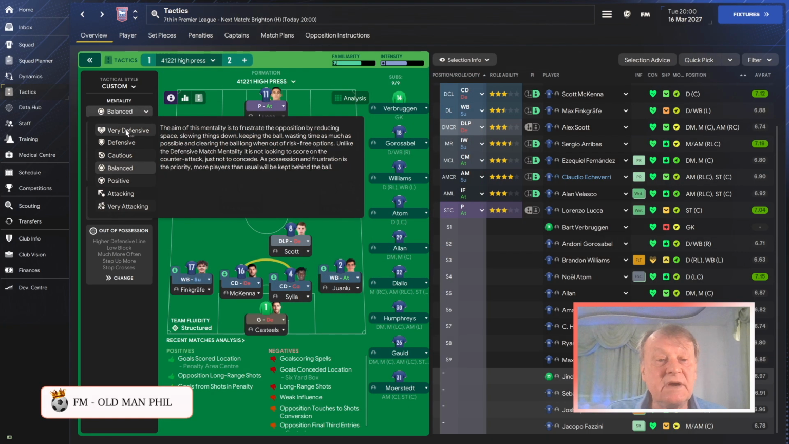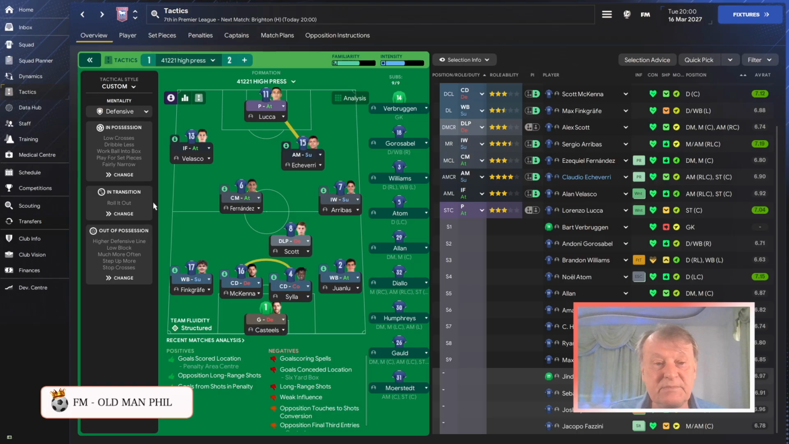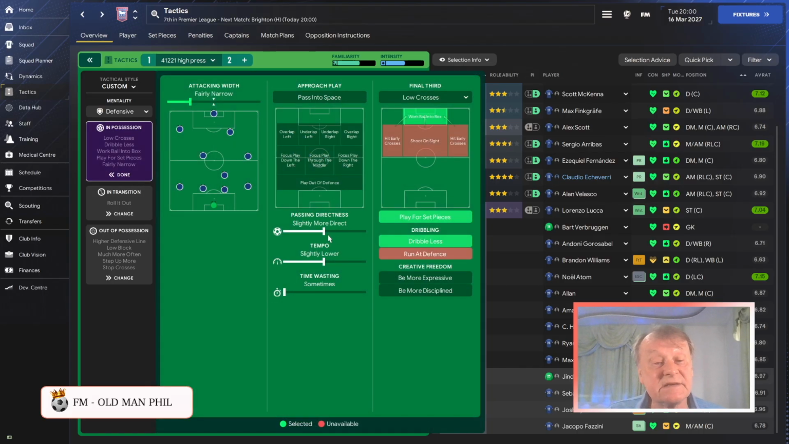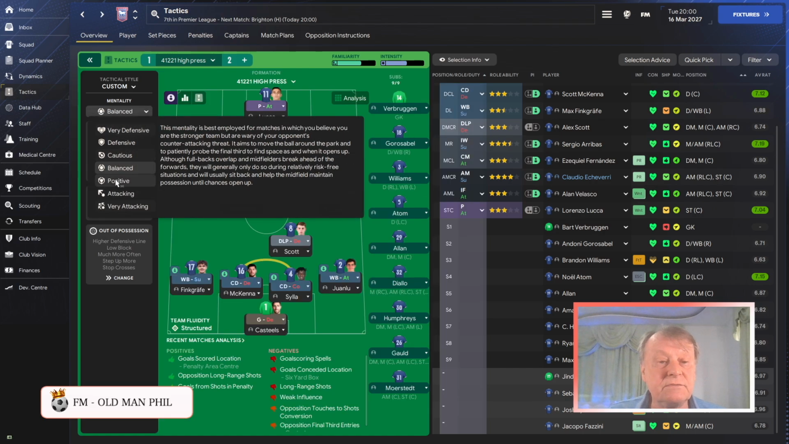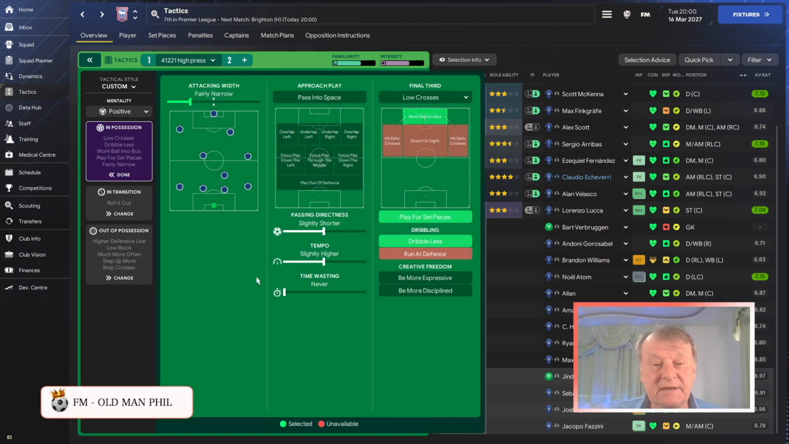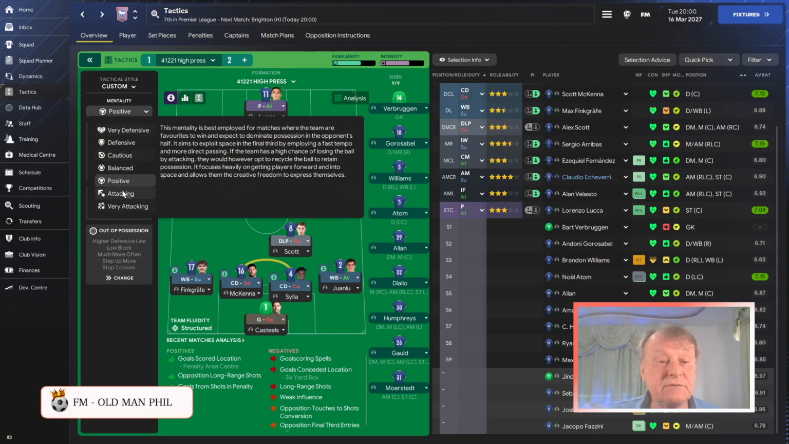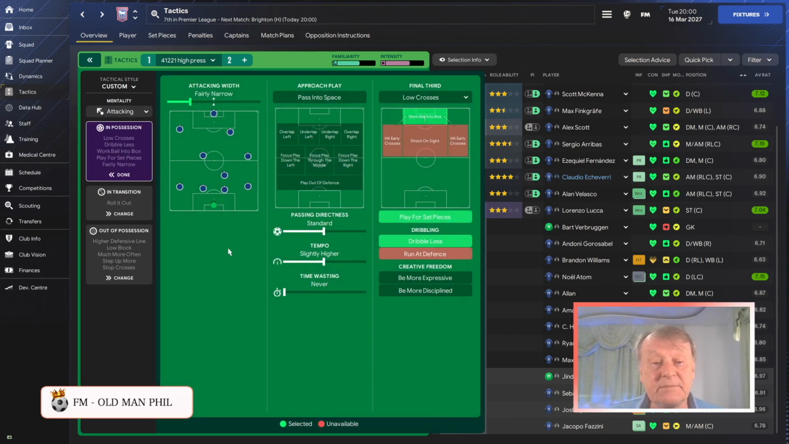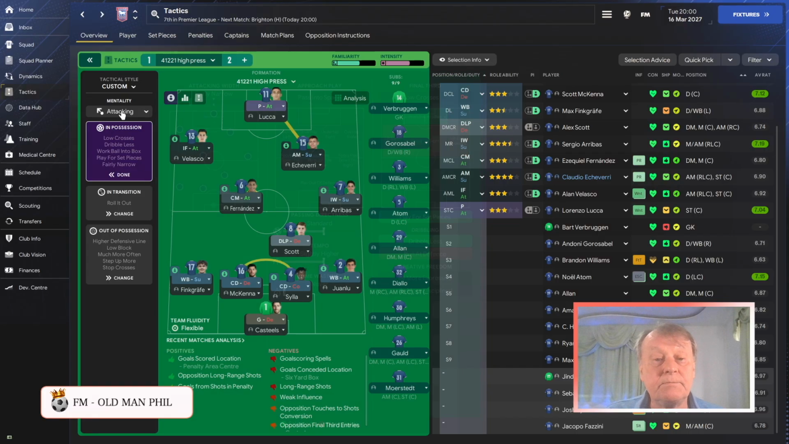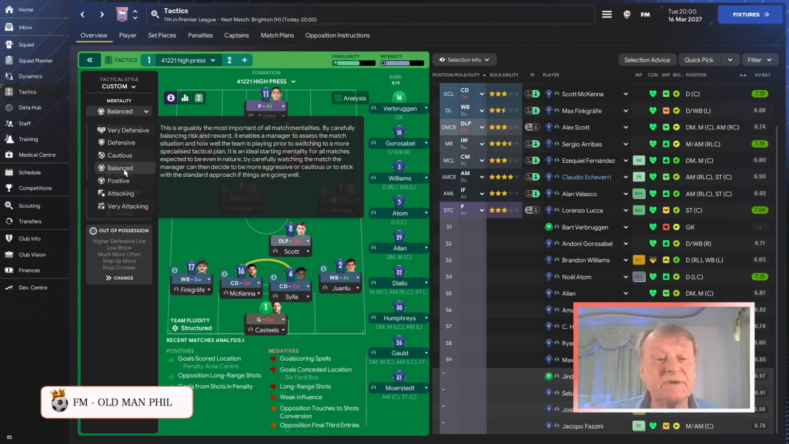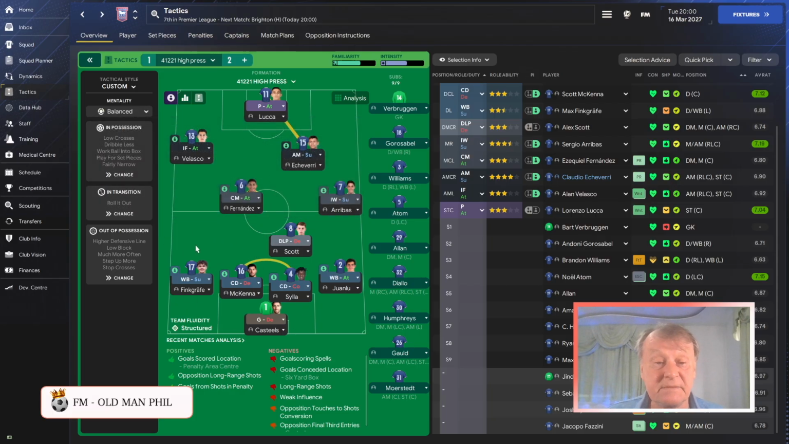So if I go to defensive, for example, and now go to our passing, it's slightly more direct with a slightly lower tempo. If I go to positive, then our passing becomes slightly shorter with a slightly higher tempo. And if I go to attacking, then our passing becomes standard directness with a slightly higher tempo. So by keeping it on standard, what it basically means is that when I alter the mentality, the passing directness and tempo is also going to alter with it.